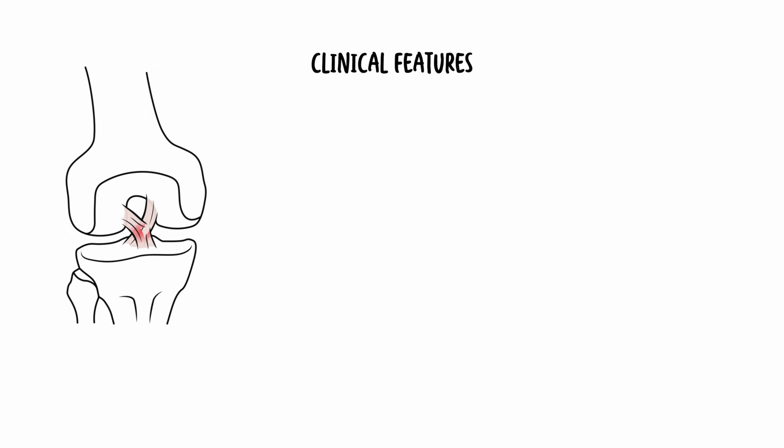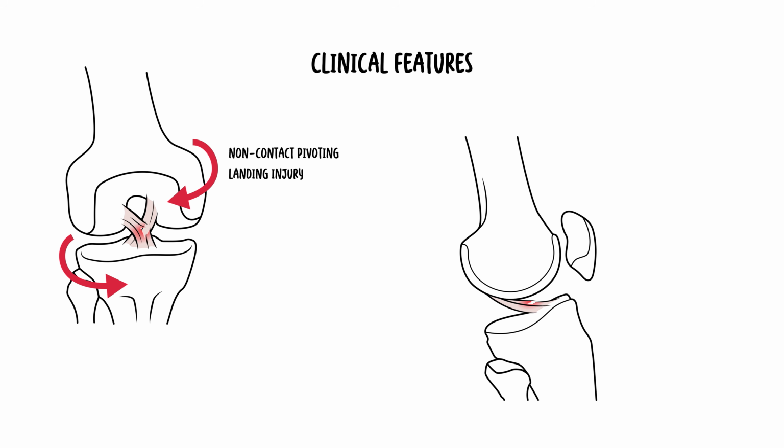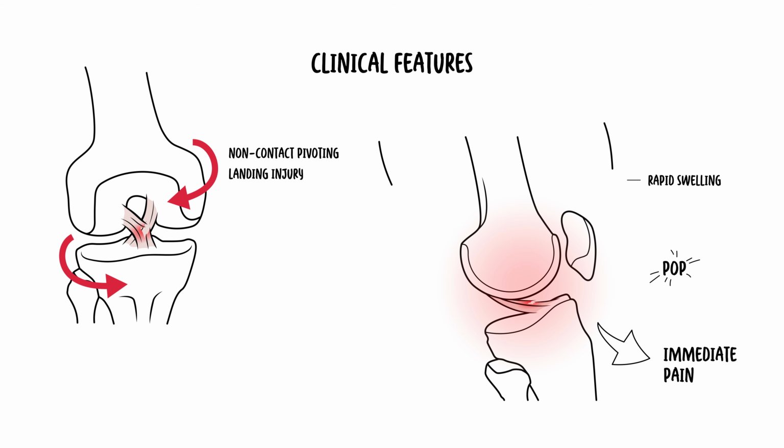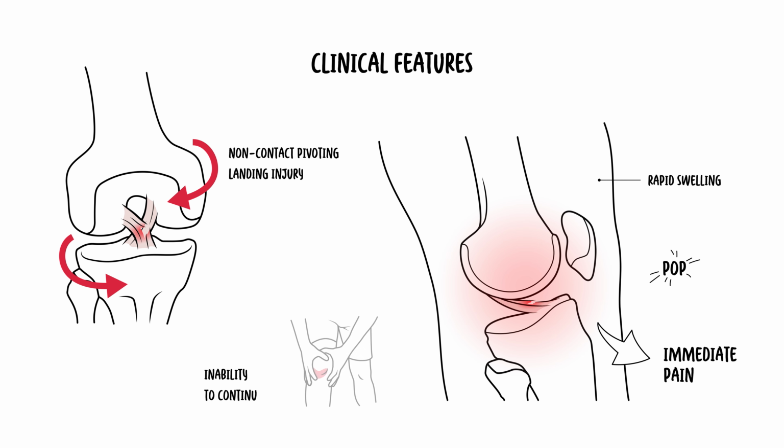So, what are some clinical features? Well, key historical features for ACL tears include a non-contact pivoting or landing injury, an audible or felt pop, immediate pain followed by rapid swelling of the knee, inability to continue playing the sport, and later episodes of instability or giving way, especially during cutting or turning movements.